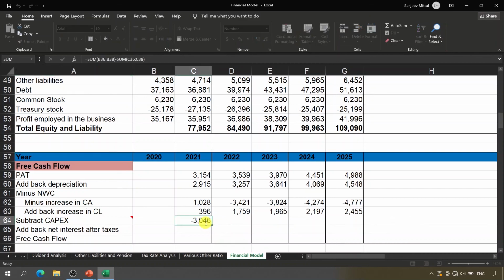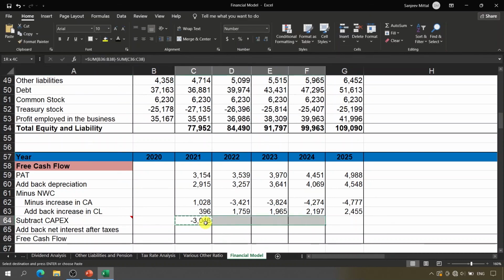In a similar manner, we shall calculate this capex for all the 5 years which we have projected, and you see that these are all our capital expenditure for every year which we have projected, which means that for every year we have done an extra outflow in purchasing some capital assets or capital expenditure for our business.